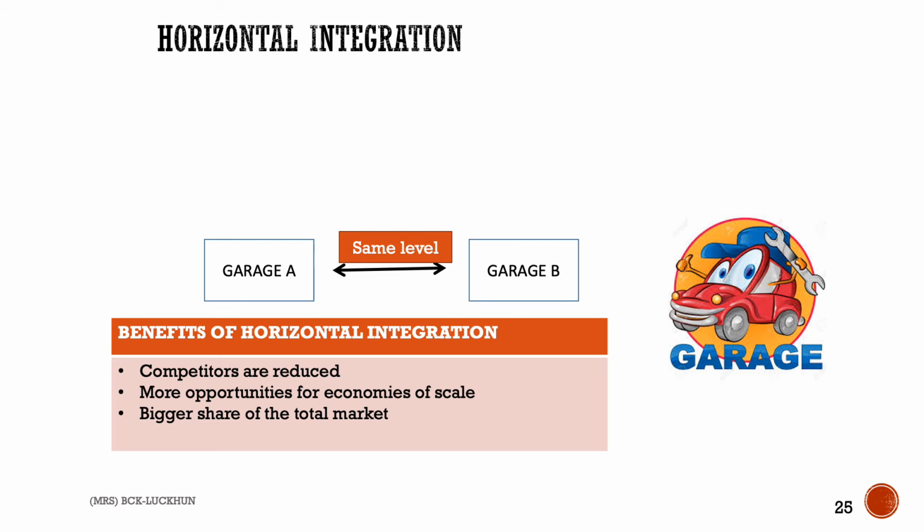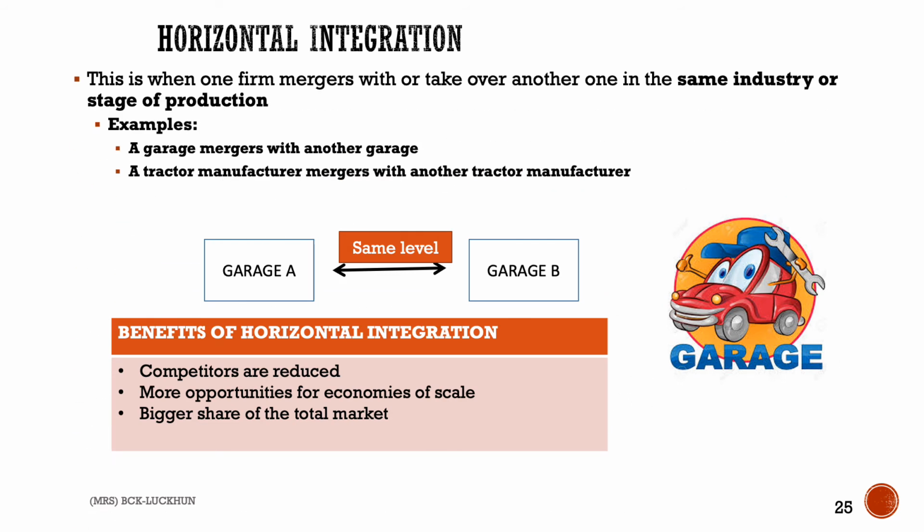So, what is horizontal integration? This is when one firm merges with or takes over another business which is in the same industry or same stage of production. For example, a garage merges with another garage, or a tractor manufacturer merges with another tractor manufacturer. So as you can see in the example, garage A merges with garage B. So they are at the same level. So the benefits of horizontal integration are: firstly, competitors are reduced, more opportunities for economies of scale, and the business will get a bigger share of the total market.